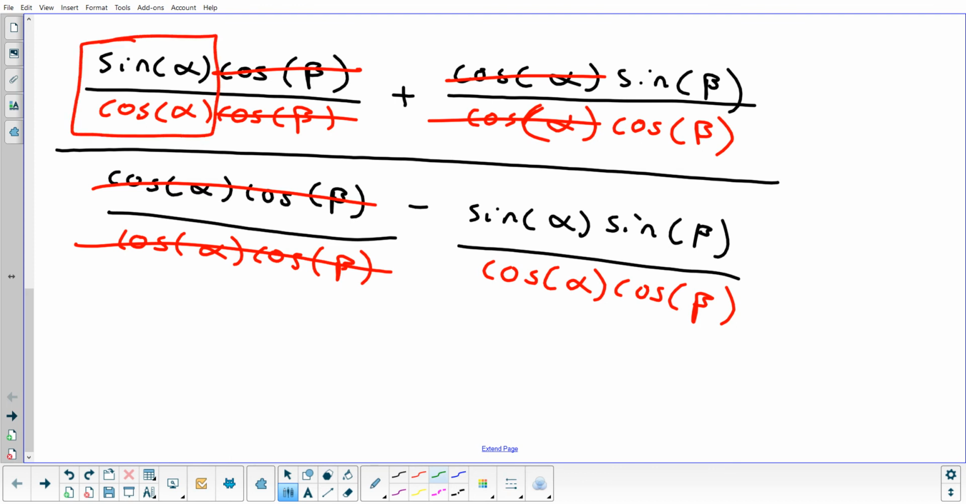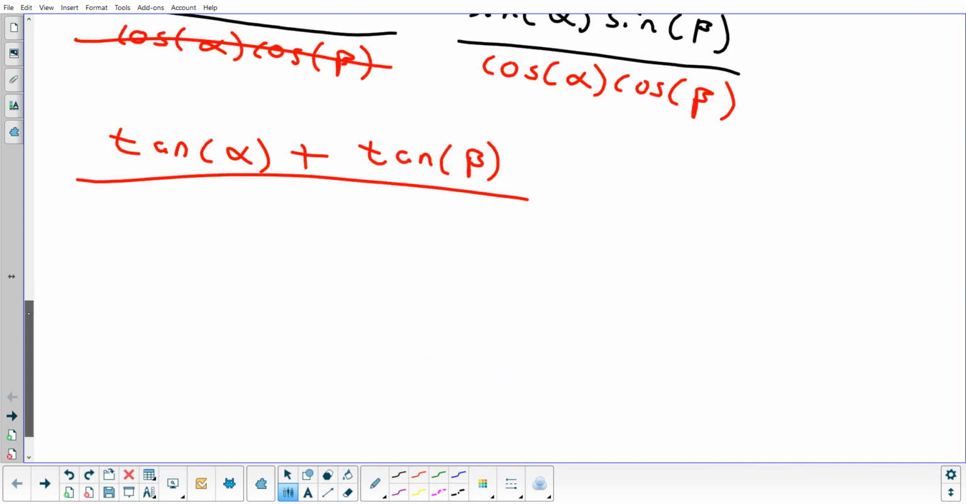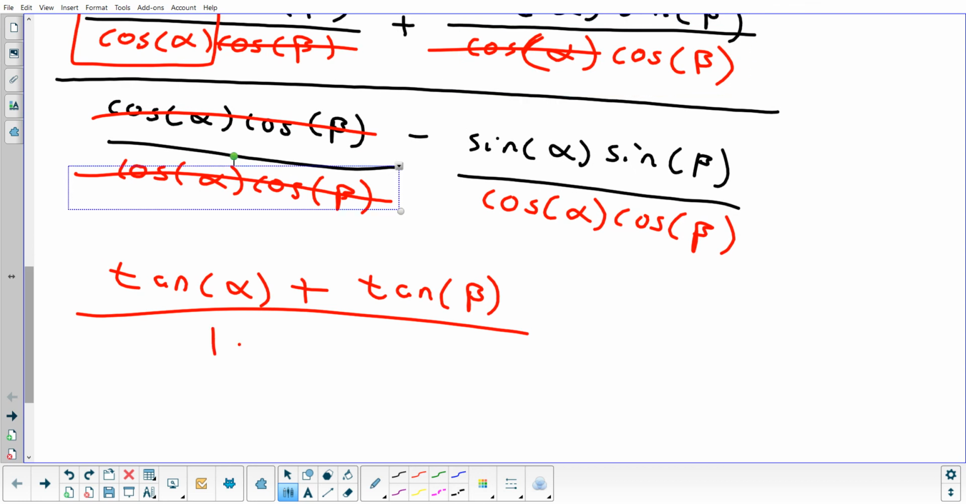When you take the sine of alpha and divide by the cosine of alpha, what do you get? What's the sine divided by the cosine? Yep, that's the tangent. So we have tan alpha plus, what's the sine of beta divided by the cosine of beta? Yep. Tangent beta. Over, well, this whole thing turned into a 1 minus.